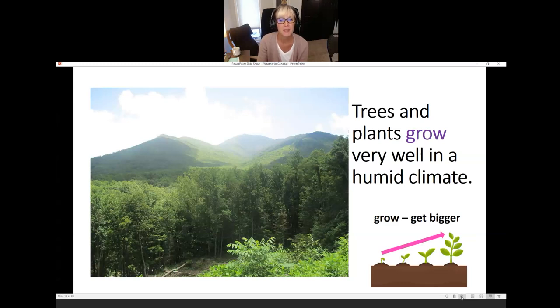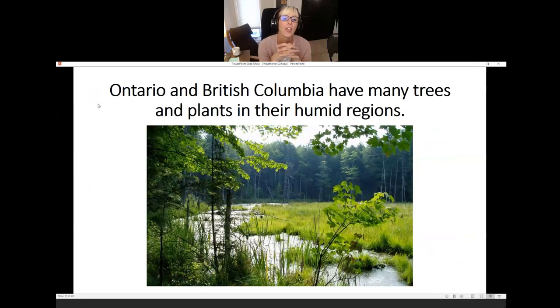Trees and plants grow very well in a humid climate. There are parts of Canada that are humid. The Toronto region is humid. There's a lot of trees and plants. Ontario and British Columbia have many trees and plants in their humid region. So there are parts of Ontario and parts of British Columbia that are humid.